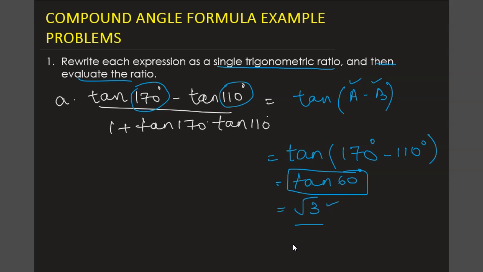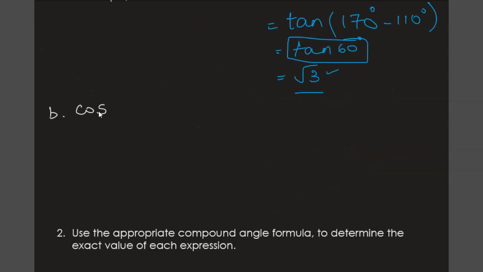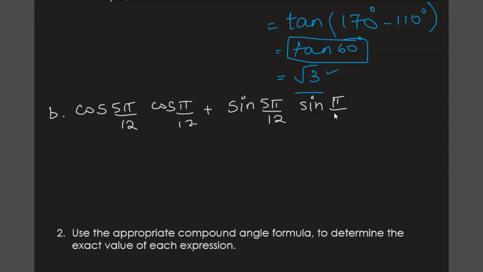Let's do another question where we have cosine 5 pi by 12 times cosine pi by 12 plus sine 5 pi by 12 times sine pi by 12. Now we have cosine, so this looks like cosine A cosine B, because these two angles are different. This is 5 pi by 12, this is pi by 12, plus sine A, which is the same 5 pi by 12 here, times sine B, pi by 12.